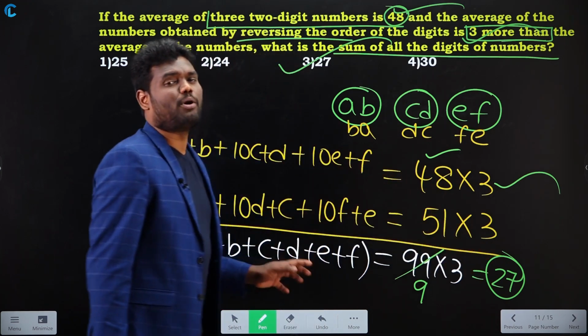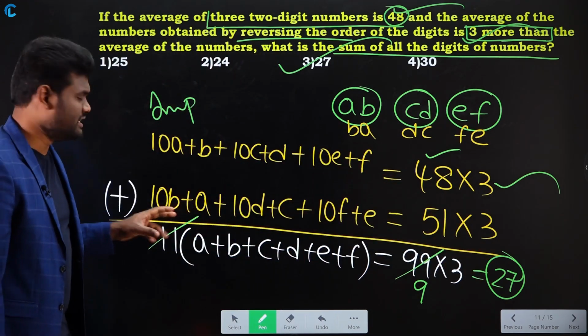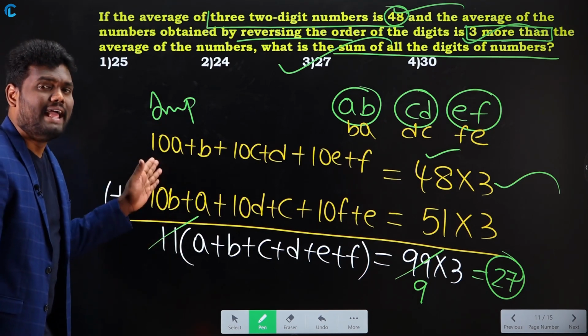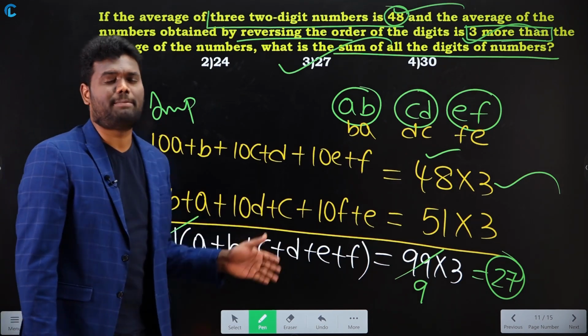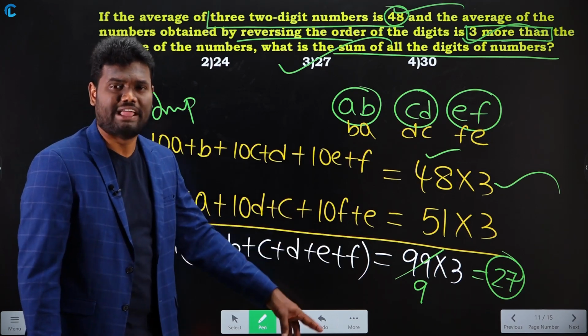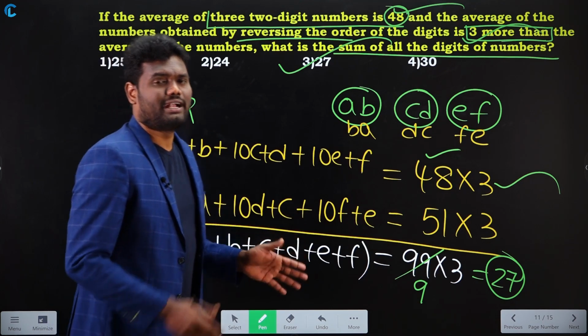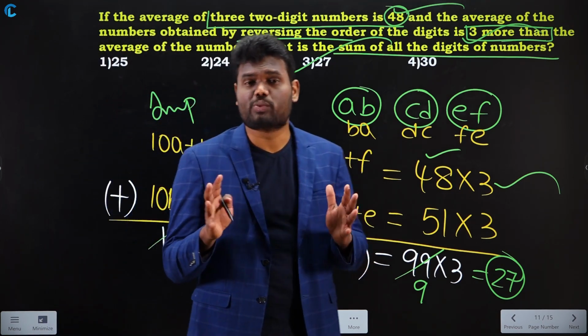Now he is asking the sum of these digits. As he is asking the sum of these digits, add these 2 equations. When you add these 2 equations, it will be 11 times A plus B plus C plus D plus E plus F is equal to 99 into 3. When you simplify this one, you are going to get the sum of all the digits as 27.